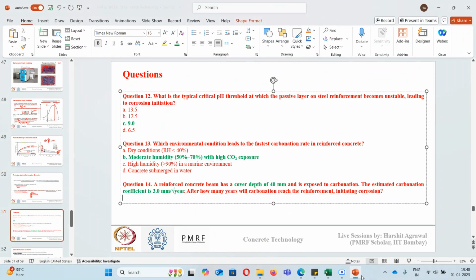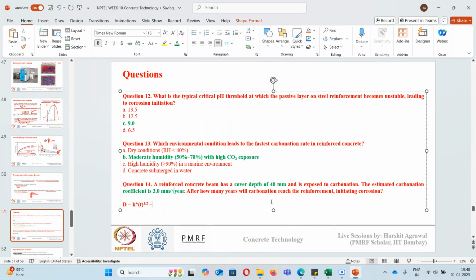Okay, so I will just tell you the answer. We know what equation governs the carbonation. It is D is equal to K under root of T. Here D is the depth of carbonation, K is the carbonation coefficient, and T is the time it took carbonation to reach that depth D.